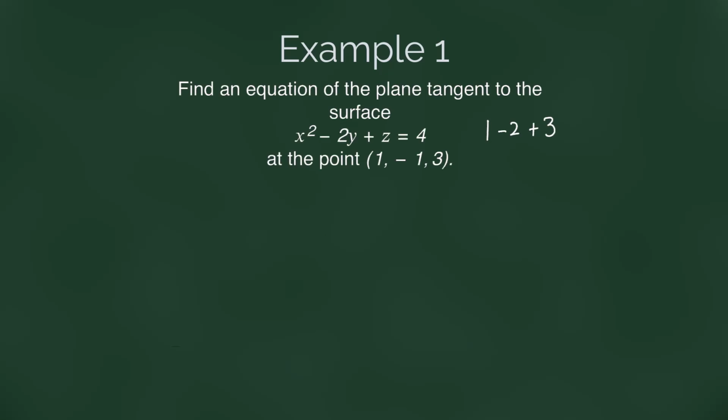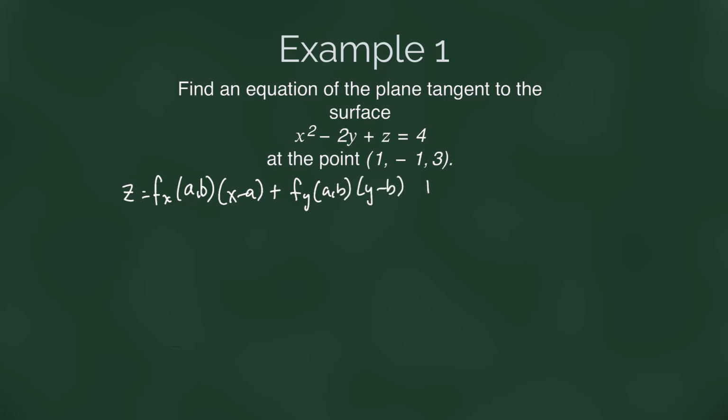All right, we want to write an equation for a tangent line to this given surface at a particular point. So to do that, we're going to use the equation z is equal to f sub x of (a, b) times (x minus a) plus f sub y of (a, b) times (y minus b) plus f of (a, b).